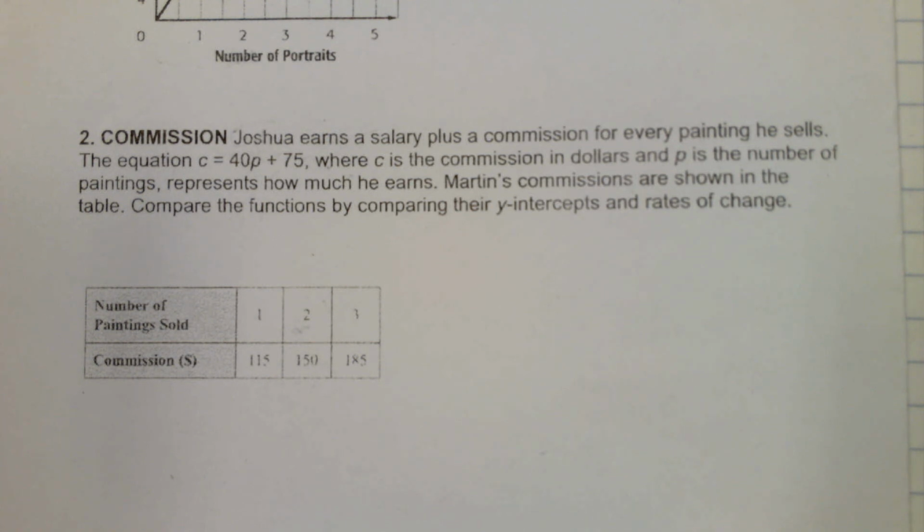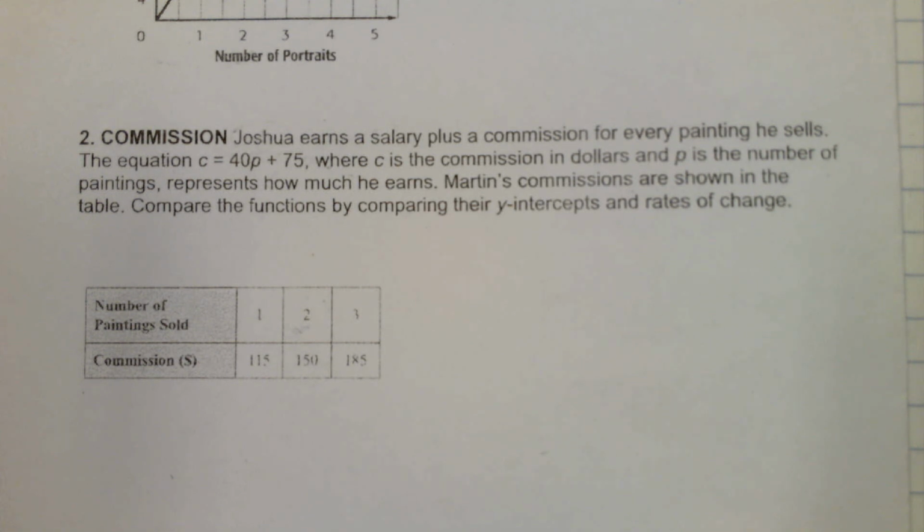The equation C equals 40P plus 75. That's the equation that tells you how much money he's making, where C is the commission in dollars and P is the number of paintings. It represents how much he earns. So this equation tells us how much Joshua earns, okay? Martin's commission, this is for Martin, I think, is shown in the table. So this table tells us how much Martin earns.